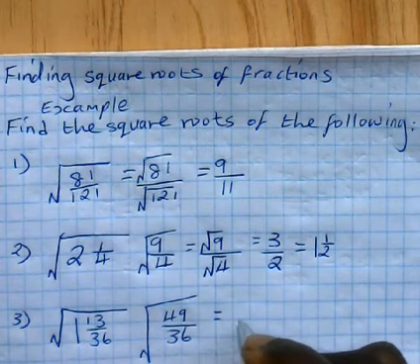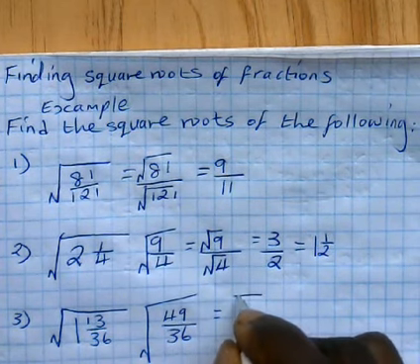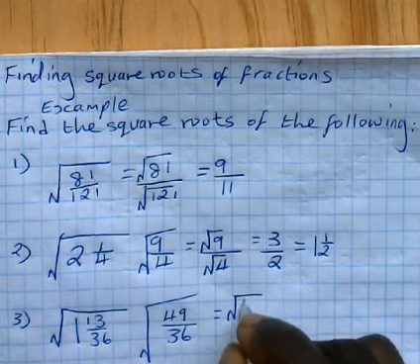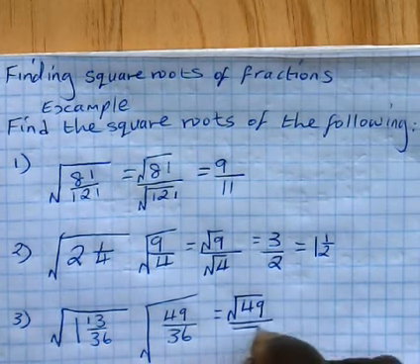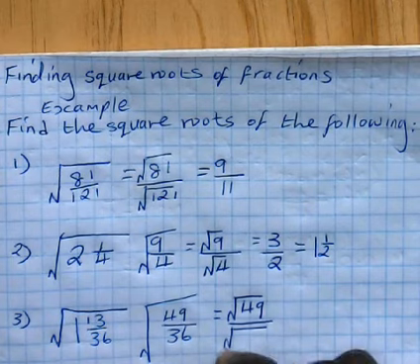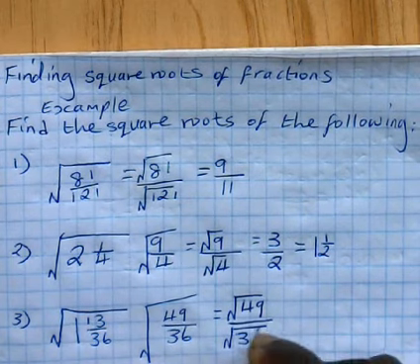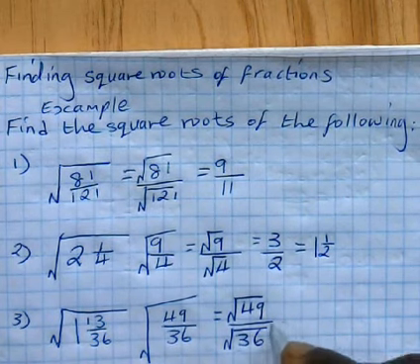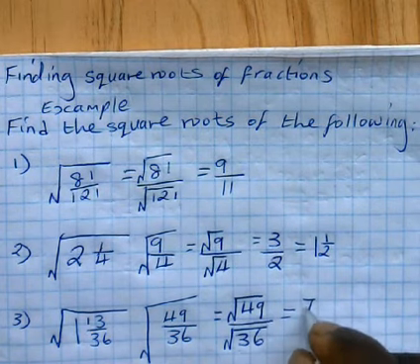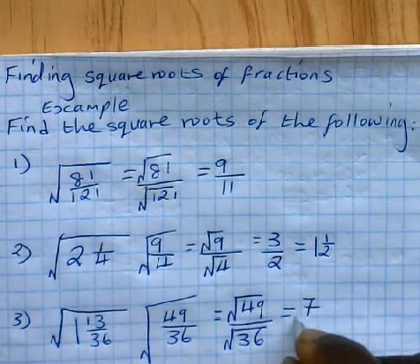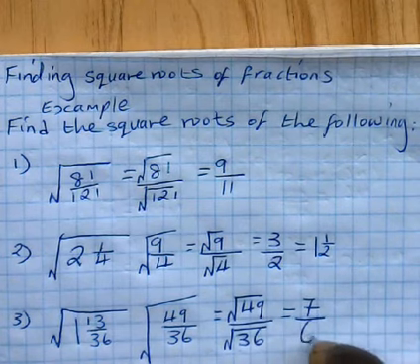I have told you you can separate them. You find the square root of the numerator separately, that is the square root of 49, and you find the square root of the denominator separately, that is 36. The square root of 49 is 7, and the square root of 36 is 6.